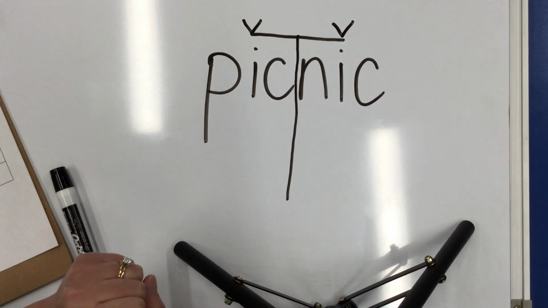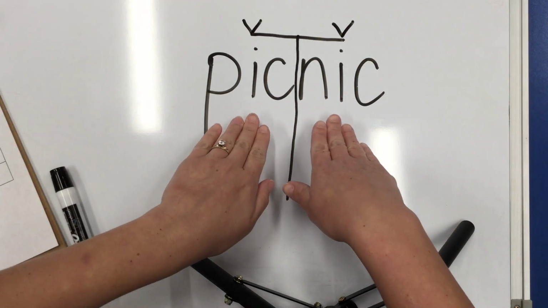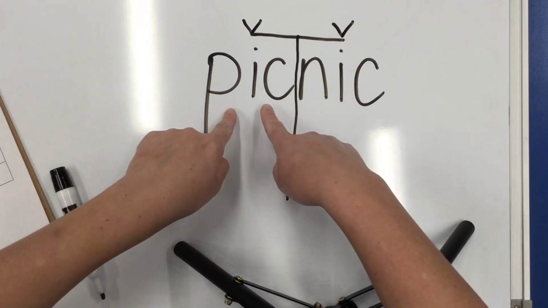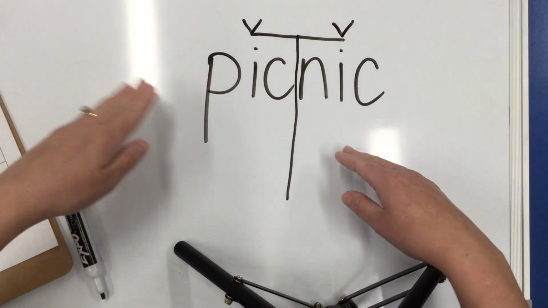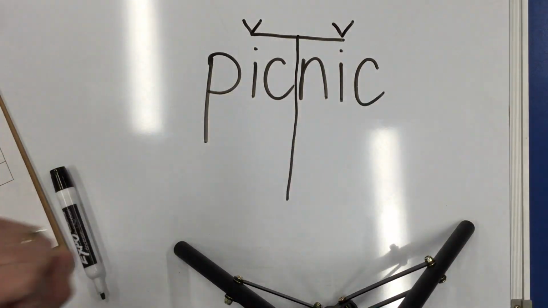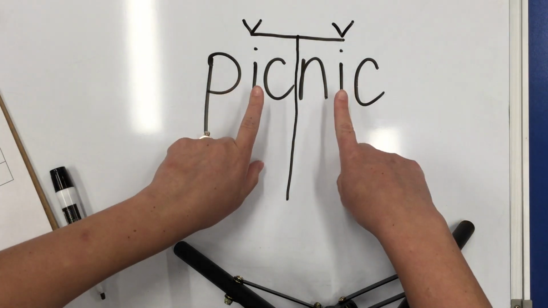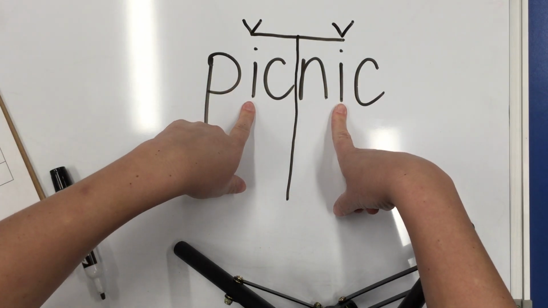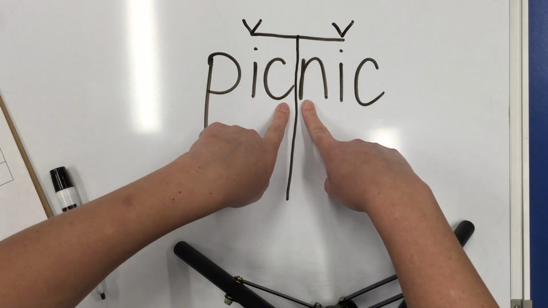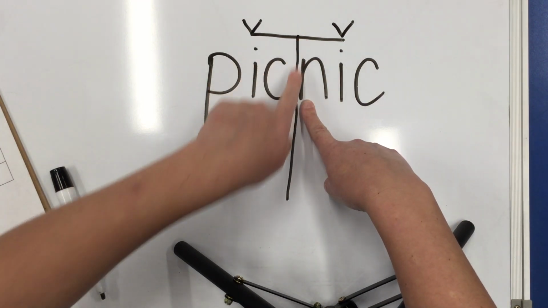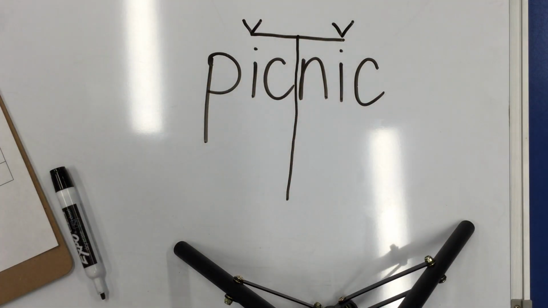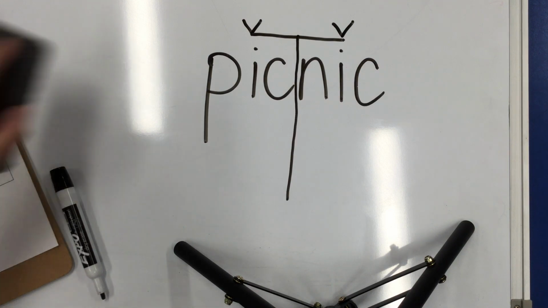Picnic. So do you see how when we split words up into their syllables, it just makes them into little tiny words that we can eventually put all together to make one big word. Okay, so remember, we looked at our vowels, and then we looked at the consonants in the middle, and we split them, okay? So let's look at some more, okay?